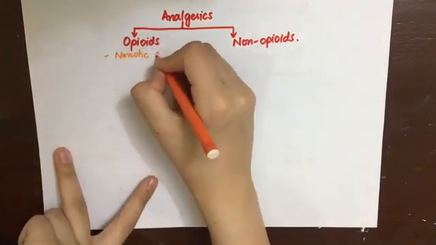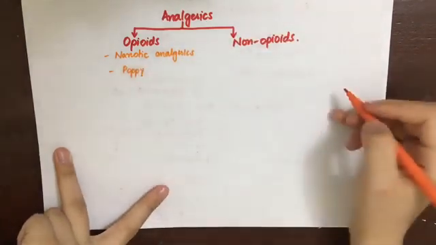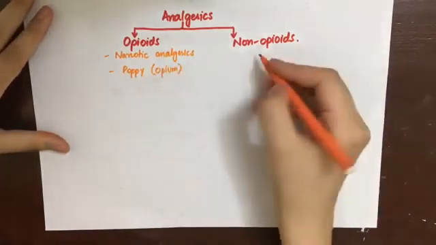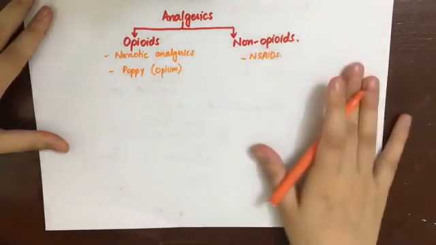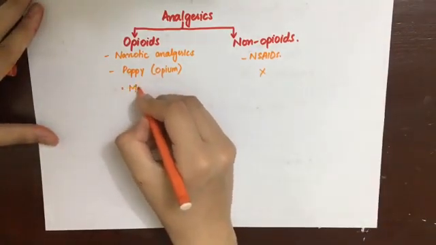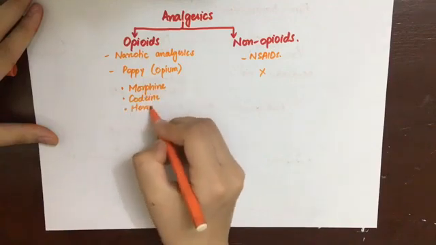The opioids are also known as narcotic analgesics, and they are derived from the poppy plant, opium, and chiefly they will include morphine, codeine, and heroin, etc. While the non-opioids are NSAIDs, for example, and they have been discussed in another video.